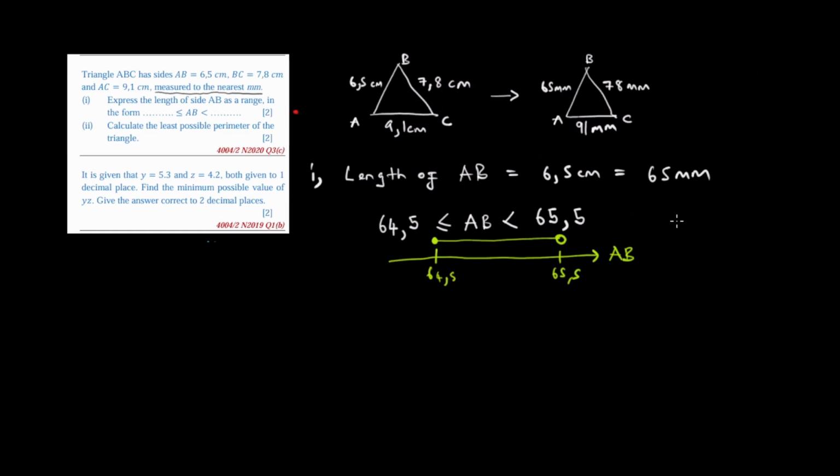So I want confirmation if you have understood that part, because it's very important. That is where the 2 marks come from here. That is the correct answer. Now from this we go to part 2, which asks us to calculate the least possible perimeter of the triangle. So the least possible perimeter of the triangle, let us put down the triangle.